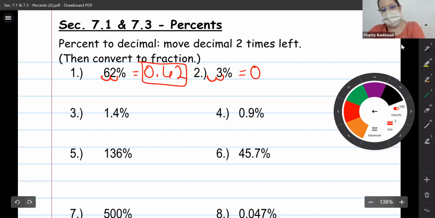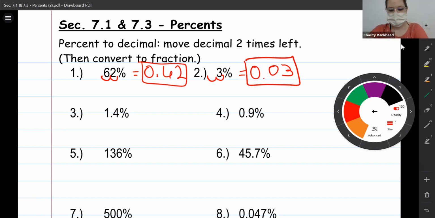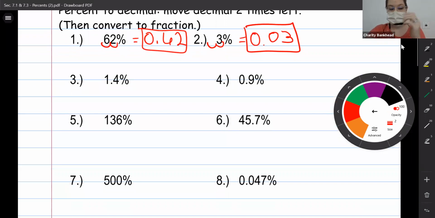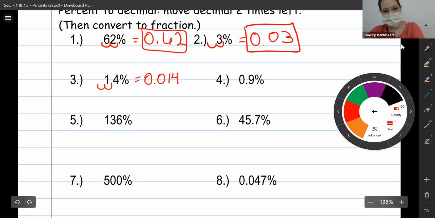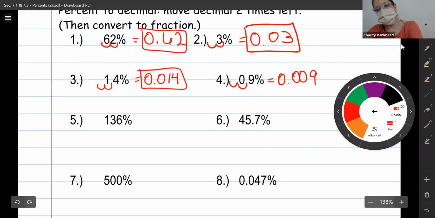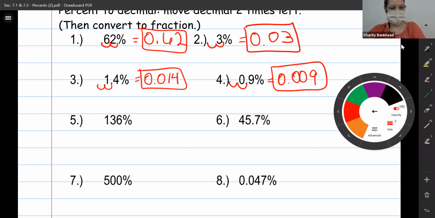3% equals 0.03. 1.4% equals 0.014. 0.9% equals 0.009. 136% equals 1.36.